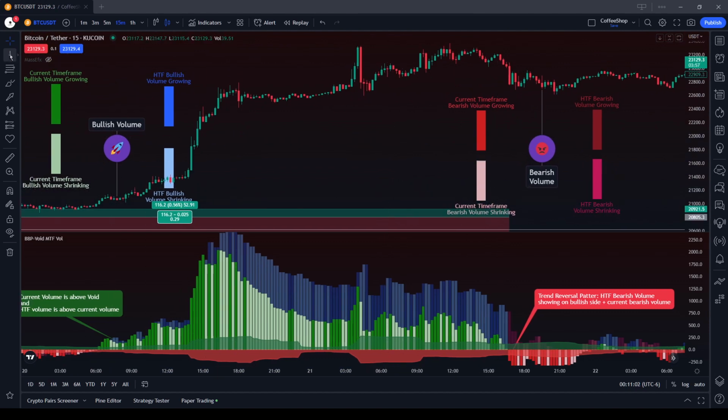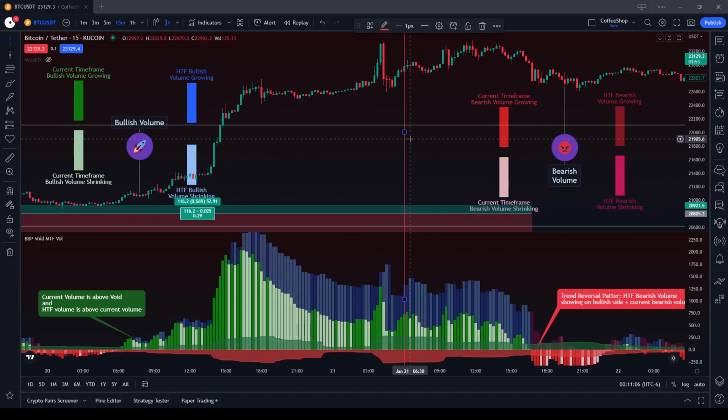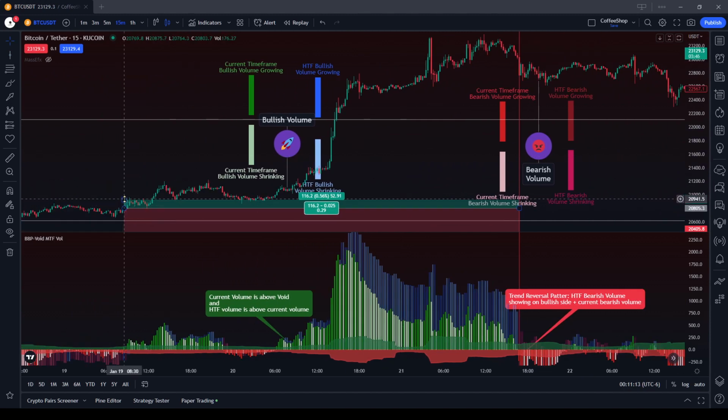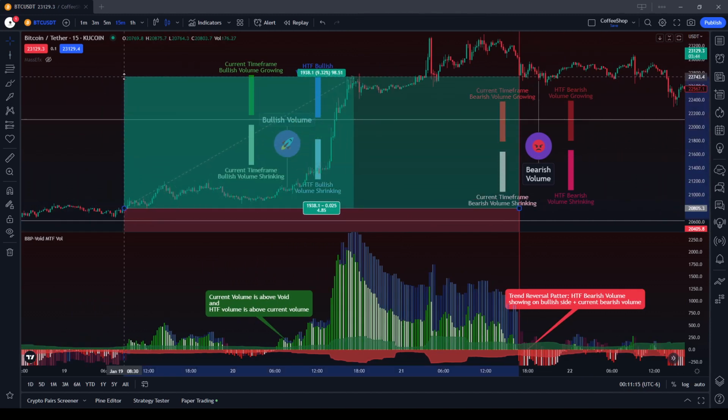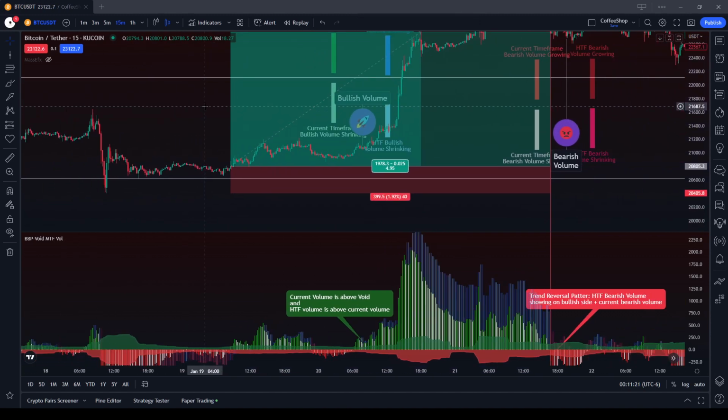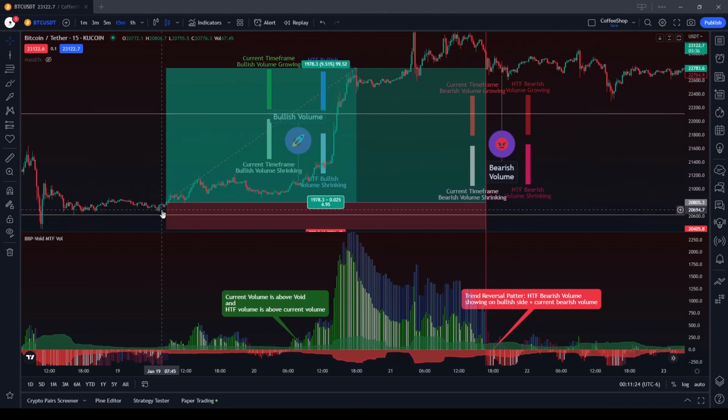What is this? How do I get here? There. There. Oh, no, not that one. This one. There. So this trade would have ended at this point, and you would have made 9.51% in a single move. You would have caught the very beginning of the trend.